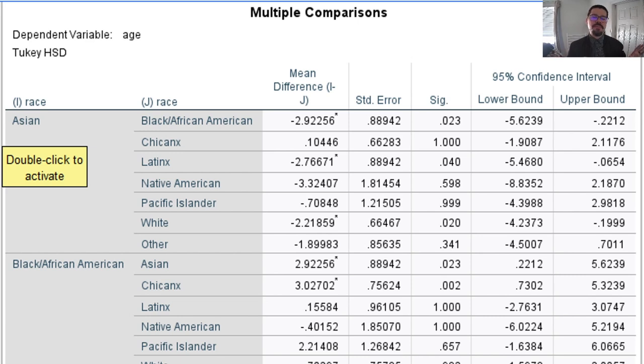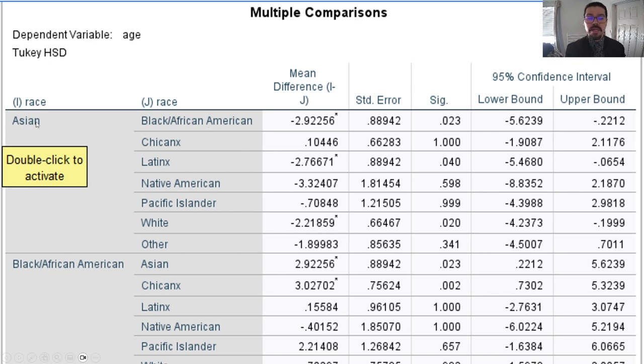And you still make the same comparison that we were introduced to within the t-test module, where we are looking for a significance level of 0.05 or lower. Less than 0.05 is significant, higher than 0.05 is not significant. So if we're looking at this post-hoc table, between our Asian students and our Black and African American students, we have a significance level of 0.023. 0.023 is less than 0.05, which means that there is a significant difference between the ages of our Asian students and our Black and African American students.